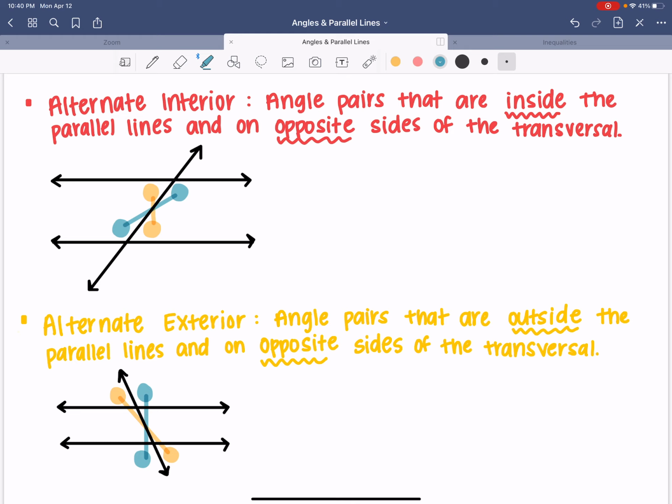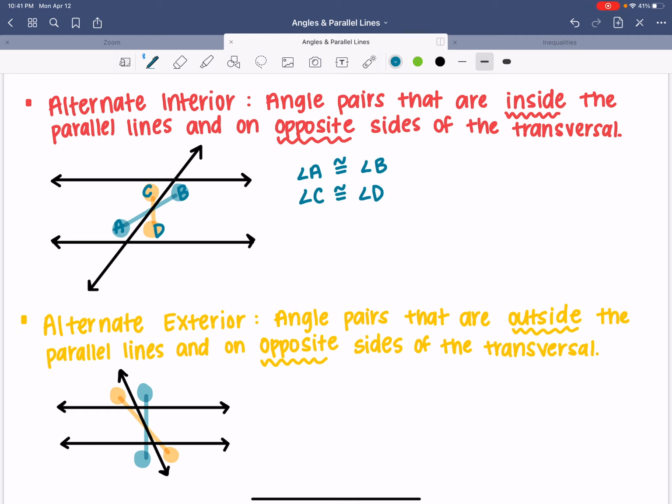Okay, now each pair that we've listed here is a set of congruent angles. So alternate interior angles are congruent. So if this is angle A and angle B, angle A is congruent to angle B. Then if we have C and D, angle C is congruent to angle D.